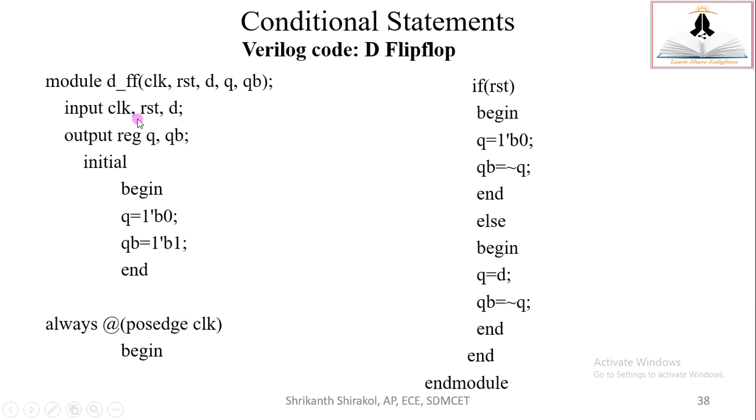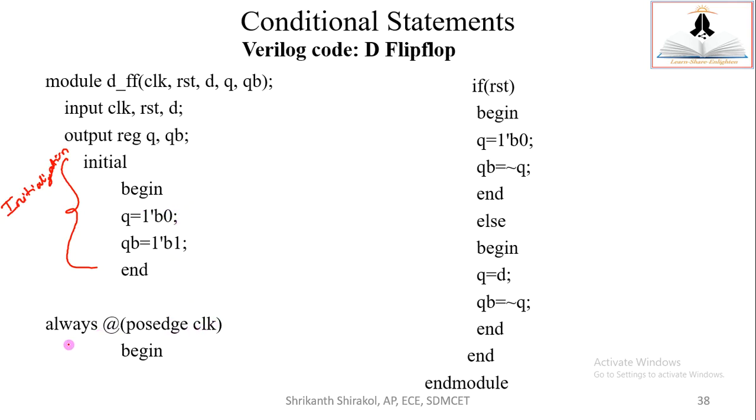D flip-flop is the next example, using if else statement. Here module D_FF, clock, reset, D are inputs, Q and QB are your outputs. As always, statements you are using to define the output. So we are using reg also, a register variable. Then an initial block begin. Why I'm using this initial block is just for initialization purpose. You can use this or you can even use another method.